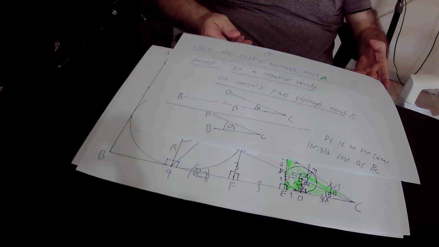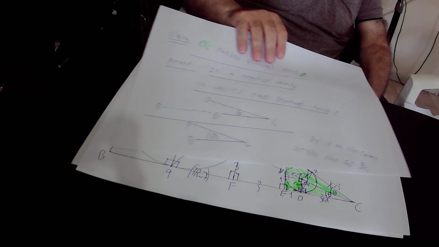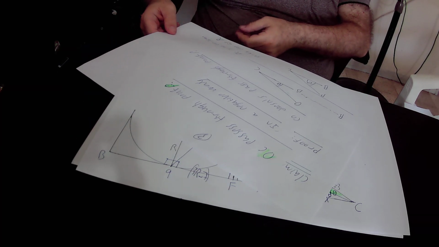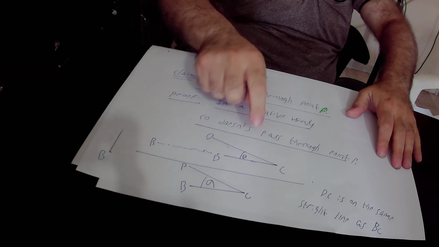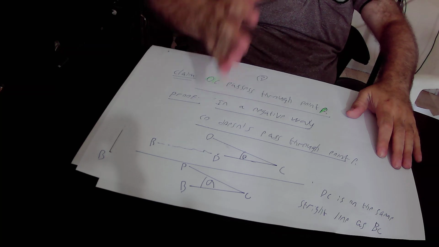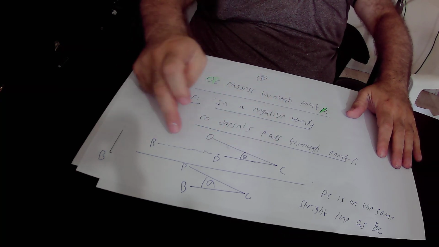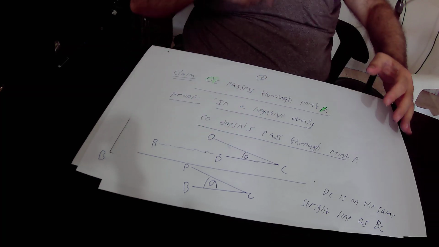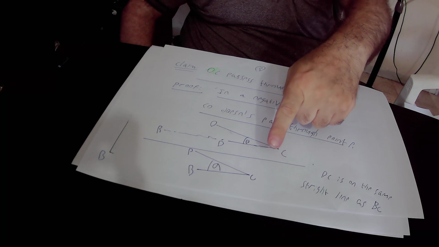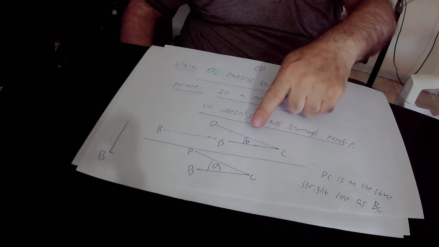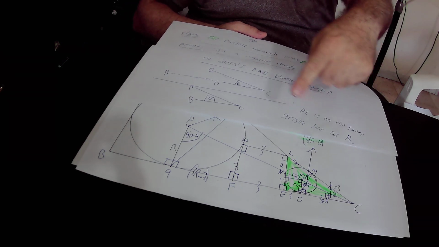And we know that BC and DC are located on the same straight line. So the first leg of those two angles are both located on the same straight line, because CD is part of BC. What about the second leg of the two angles? The second leg of this angle is CO, and the second leg of this angle is CP.